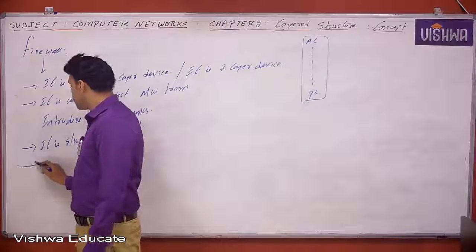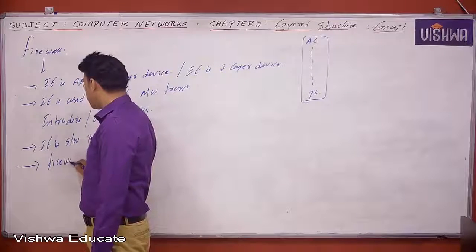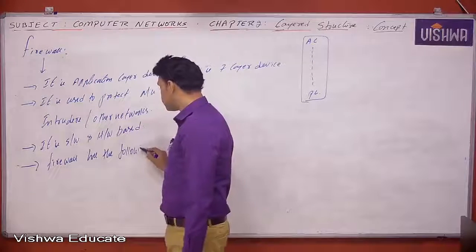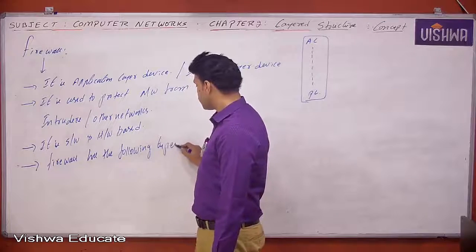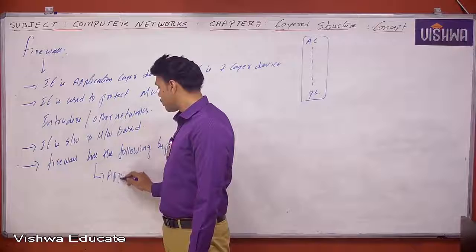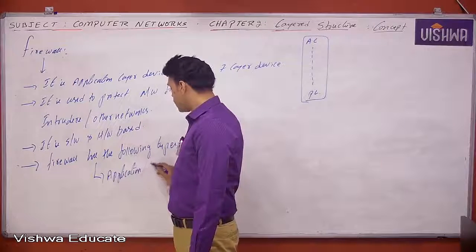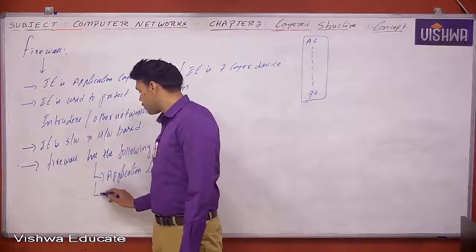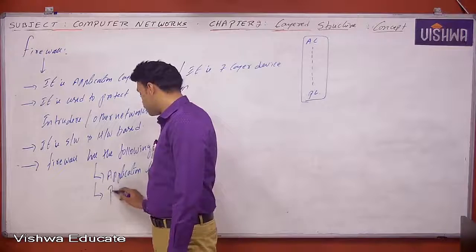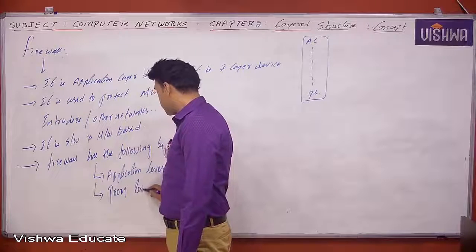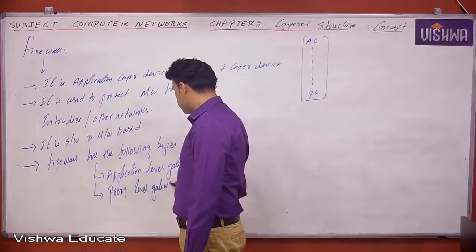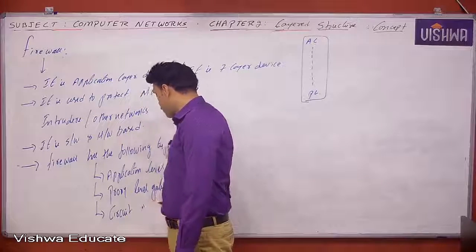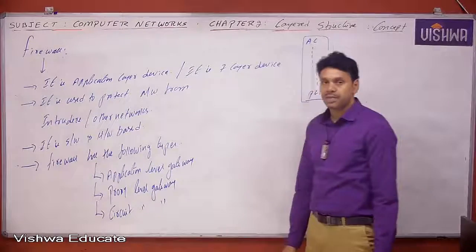And the next one is that a firewall has the following types. Number 1, application level gateway. Number 2, proxy level gateway. Number 3, circuit level gateway. These are the 3 gateways of a firewall.